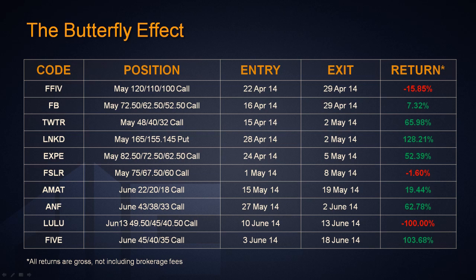These butterfly positions are usually held for 1 to 2 weeks, as you can note with all of the positions that were traded through the last quarter. For example, FFIV was entered on the 22nd of April and exited literally a week later on the 29th of April, and so forth through all the trades. Let's now take a look at a few trade examples of some of these butterflies that we have traded.